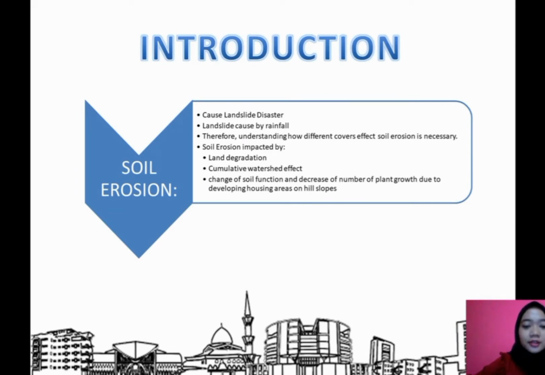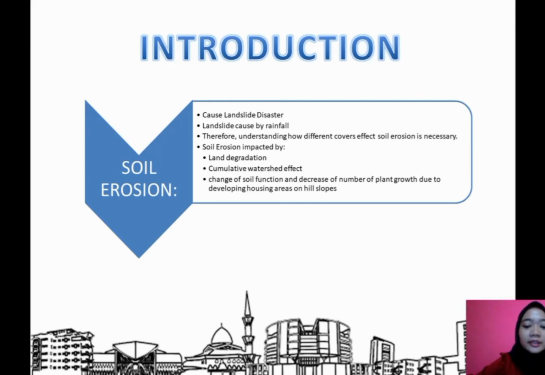As you guys know, soil erosion could cause landslide. And soil erosion also happens due to rainfall. Therefore, understanding how different covers affect soil erosion is very necessary. Soil erosion is also impacted by land degradation, cumulative watershed effect, change of soil function, and decrease in the number of plant growths due to developing housing areas on hill slopes.